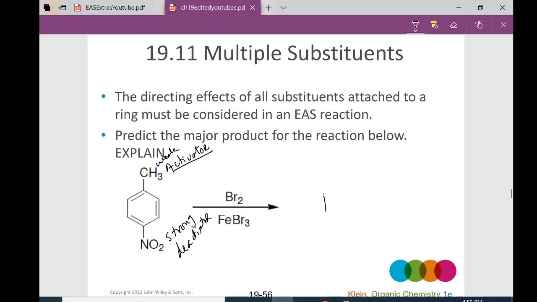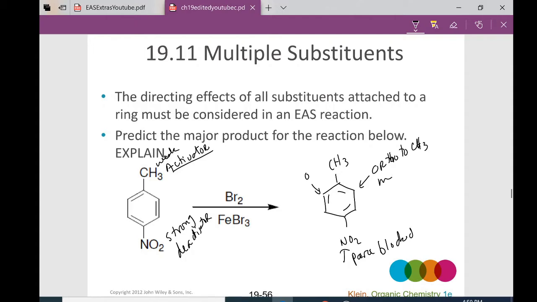Well, our para position, if we're looking at the product, the para position is blocked by the NO2 group. Okay, it's blocked. The only thing that we have open are the ortho positions, and those are also meta, so that's ortho to the methyl and meta to the nitro. So this is not a very hard decision to make. Where does our bromine go? So we need to ask ourselves, what are we adding and where are we adding it?